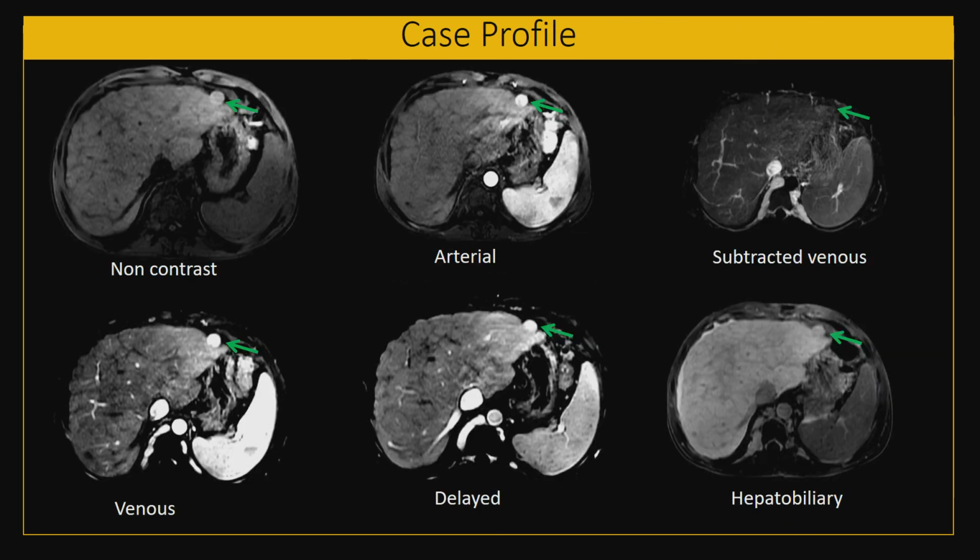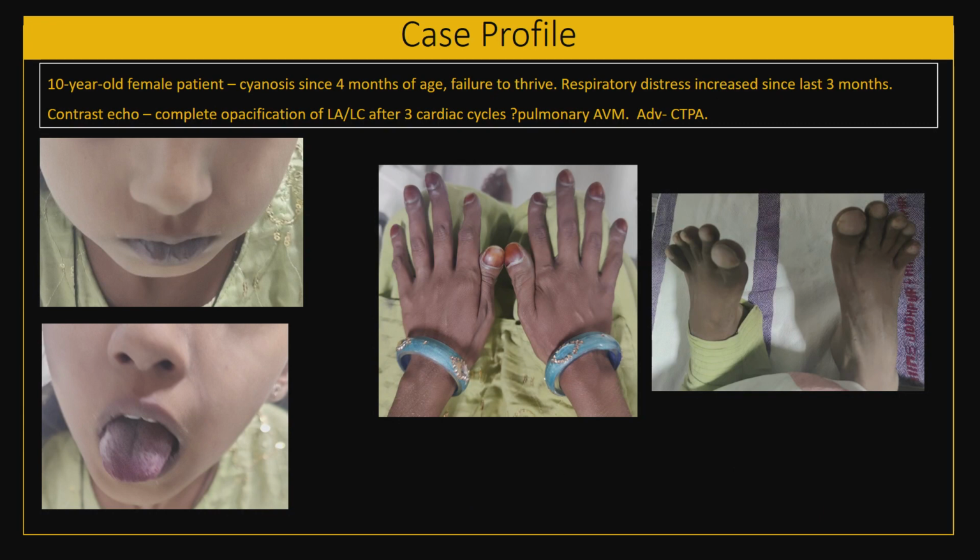Non-contrast T1 itself, it is hyperintense and it does not show significant enhancement on the subtracted venous phase images. In the further venous phase images, it shows progressive enhancement, and delayed also it shows progressive enhancement. In hepatobiliary, it retains the contrast. That means it has normal hepatocytes within it, and it is a benign nodule and not HCC. So the diagnosis of benign regenerative nodule is confirmed, and he is being followed up for the same.